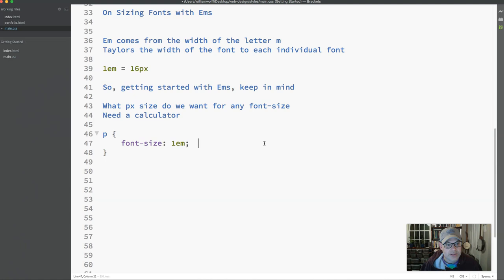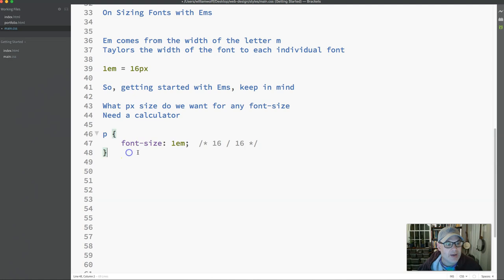Now we always do math. We always show our math when we're talking about EMs. So here I'm taking my target pixel size and I'm dividing it by what the default pixel size is. This will make sense in a minute.